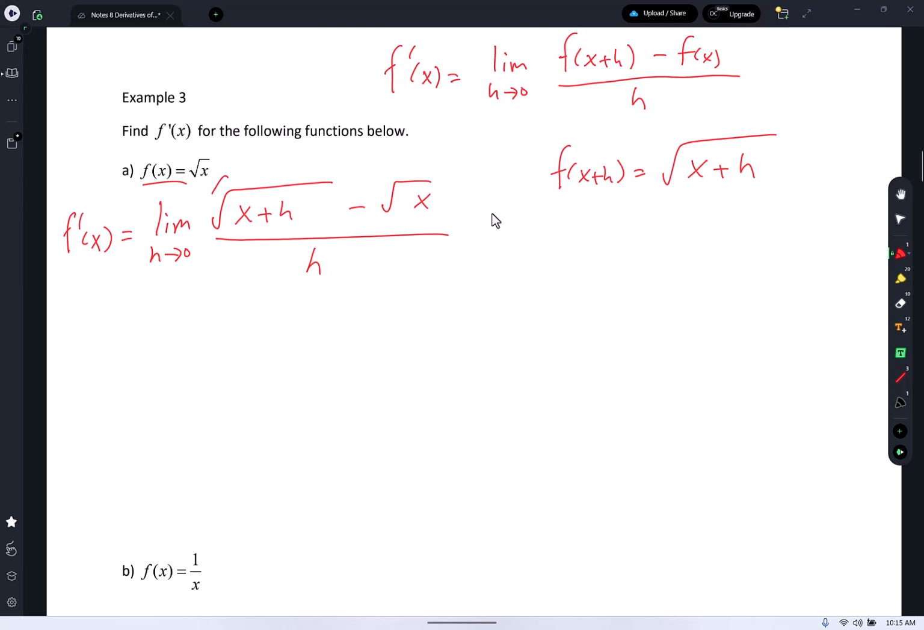I need to find a way to figure out this limit. I'm going to multiply by the conjugate of the numerator because that's what's making it complicated. So I'm going to multiply by square root of x plus h plus square root of x over square root of x plus h plus square root of x.